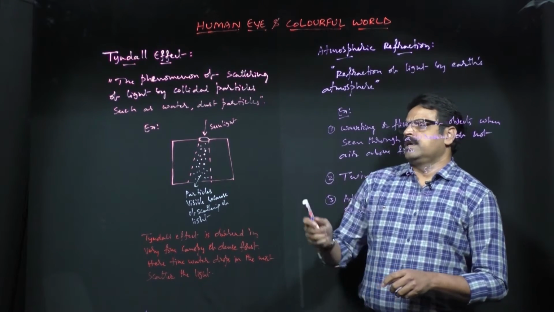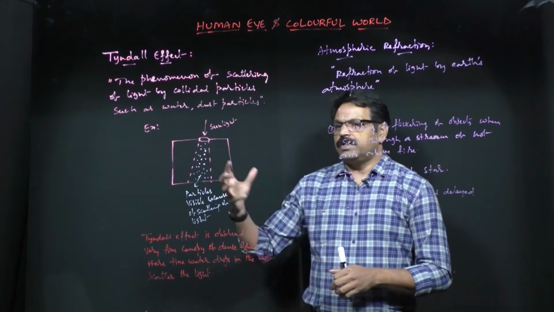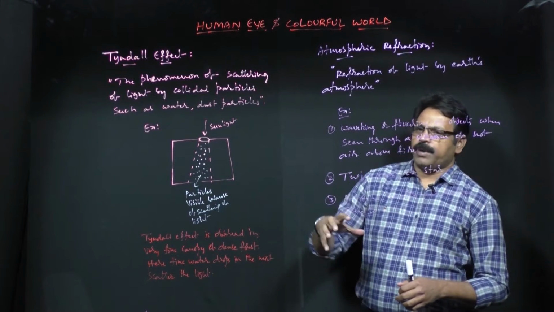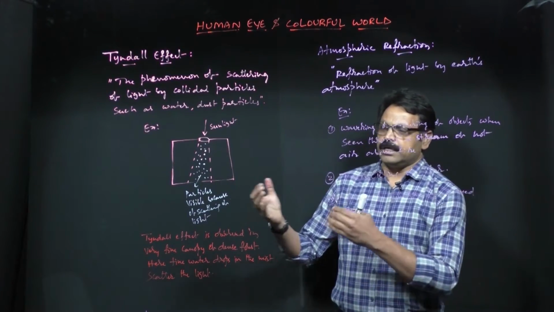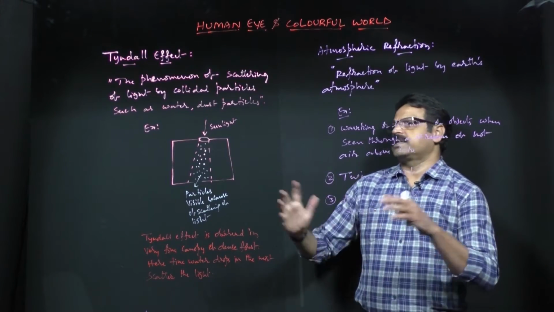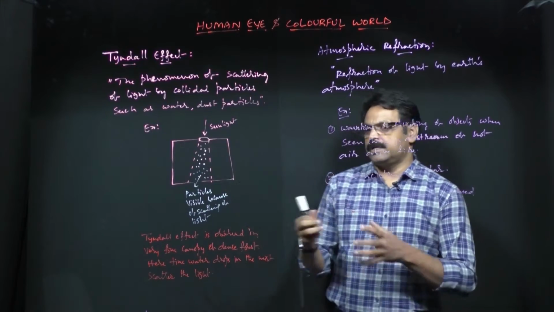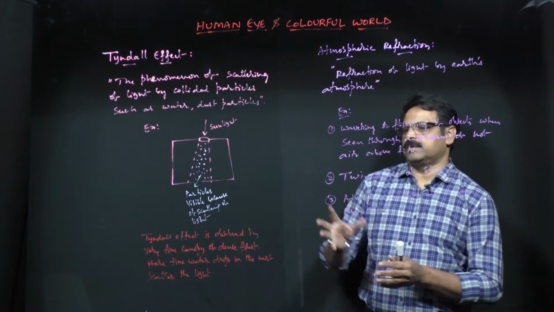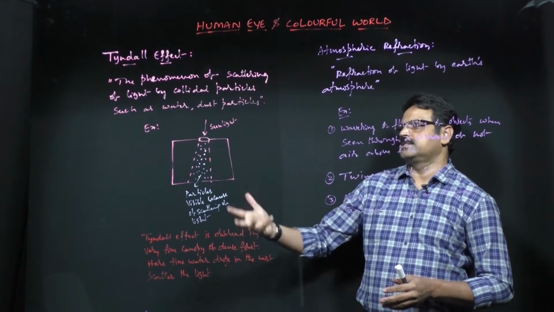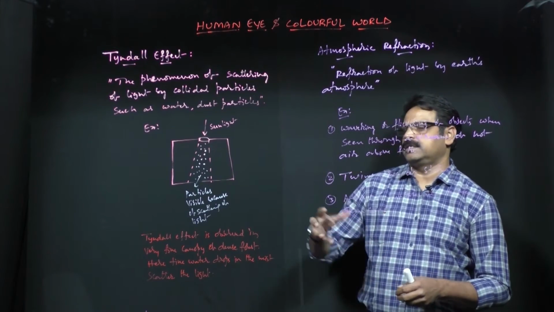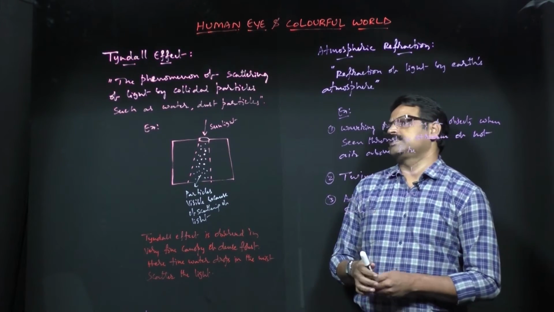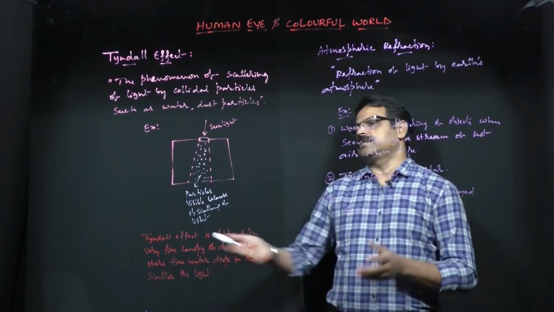See here, whenever the light passes through the colloidal particles, the radiations are absorbed and are scattered by the colloidal particles. Generally it is composed of mist. Mist consists of watery content and dust particles. Such particles will scatter the light.